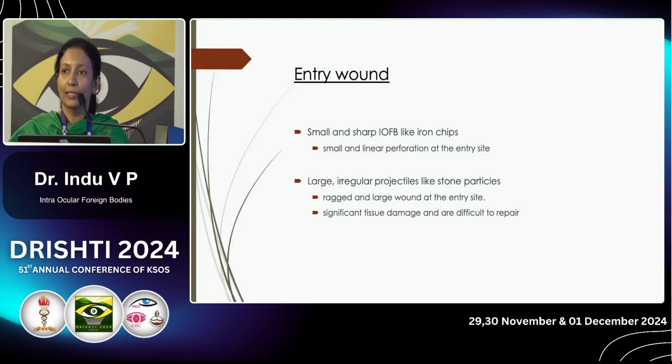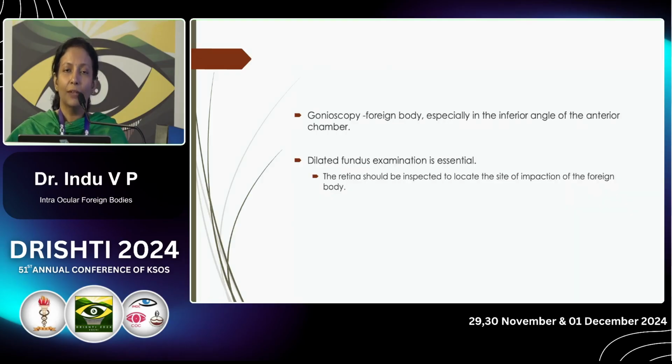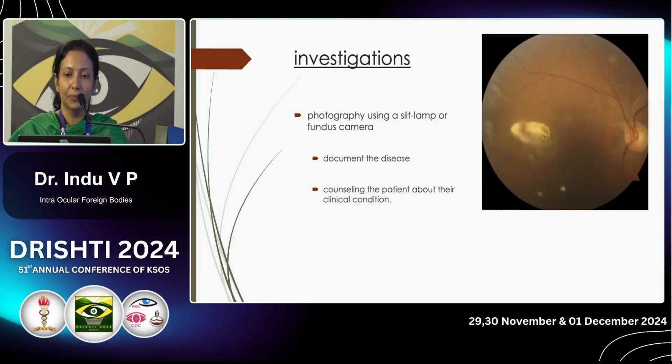Large irregular projectiles like stone particles produce very large and ragged wounds. They are very difficult to close. If you have a high index of suspicion for an intraocular foreign body but you're not seeing anything, always do a gonioscopy to rule out an angle foreign body, because if you have a very large arcus, it can be missed. And always, always, always do a dilated fundus examination. It will help you to identify the lens track and the foreign body in the vitreous or the retina. Photography using a slit lamp or fundus camera helps in documenting the disease and counseling the patient. So here you can see a fundus picture showing a metallic foreign body on the nasal retina.